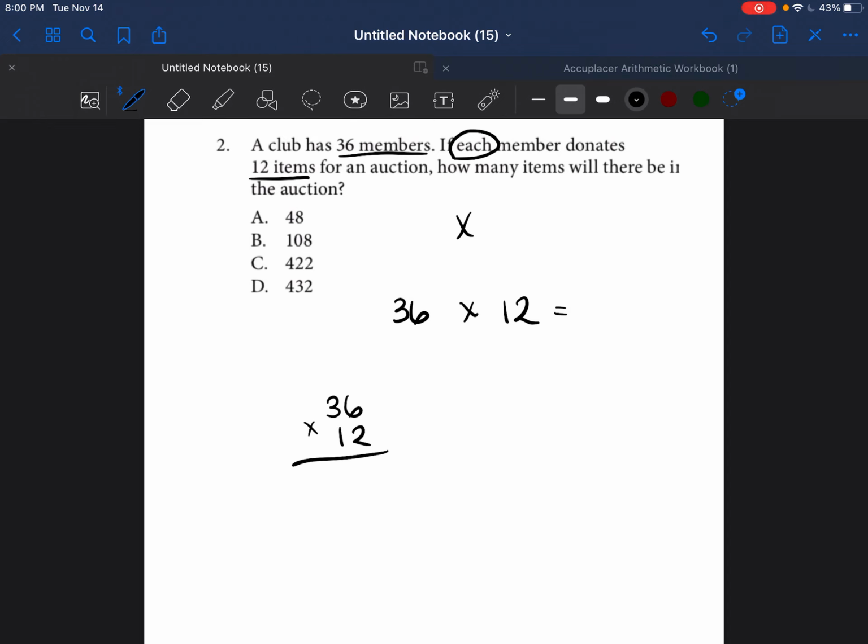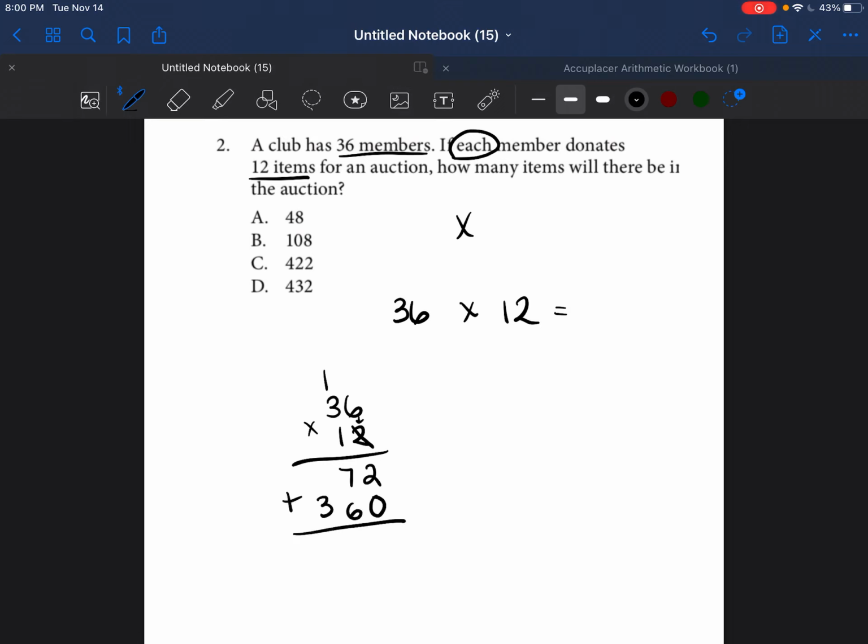So we're going to line everything up, 36 times 12. We're going to do 6 times 2, which is 12, carry the 1. 3 times 2 is 6. 6 plus 1 is 7. Then we're done with the 2, so we cross it off and make a 0. 6 times 1 is 6. 3 times 1 is 3.